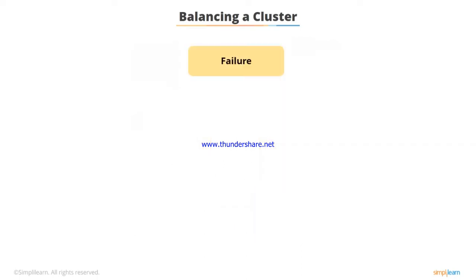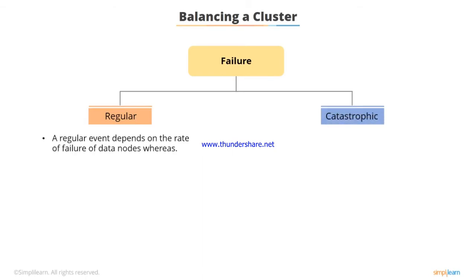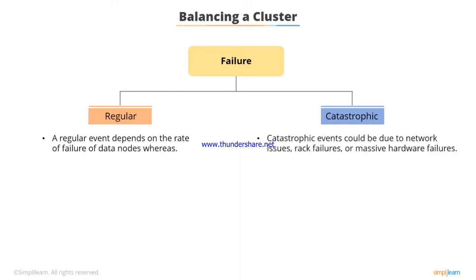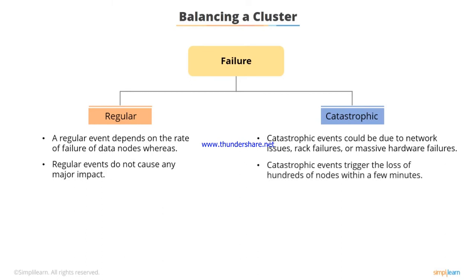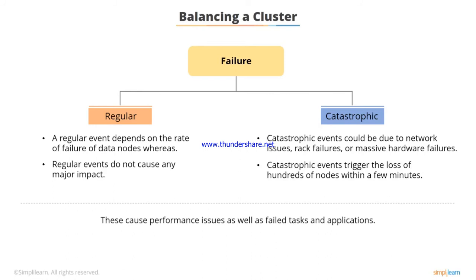Failures could be due to regular events or catastrophic events. A regular event depends on the rate of failure of data nodes, whereas catastrophic events could be due to network issues, rack failures, or massive hardware failures. Regular events do not cause any major impact. For instance, in a cluster of about 3,000 nodes, only 2 data nodes might fail per day. On the other hand, catastrophic events trigger the loss of hundreds of nodes within a few minutes. These cause performance issues, as well as failed tasks and applications.